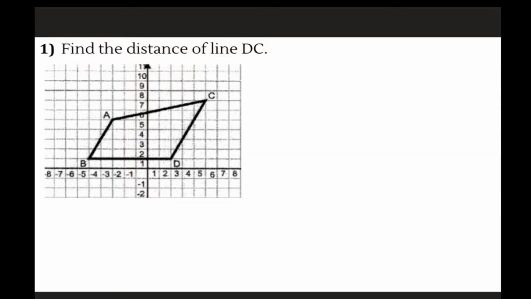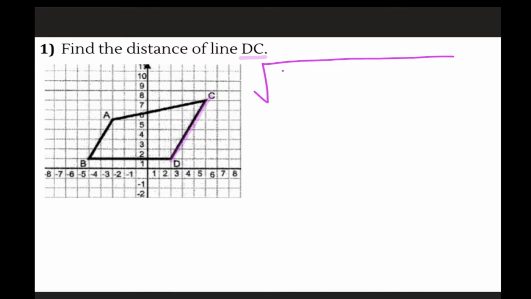Problem 1, find the distance of line DC. Fill DC in your notes. Now think about this problem, 8th graders. We are given a quadrilateral here on a coordinate plane. If we need to find the distance between 2 points, don't you think we could use the distance formula, which uses 2 points to calculate the space between them?